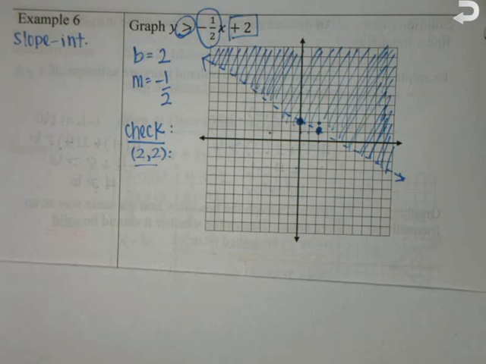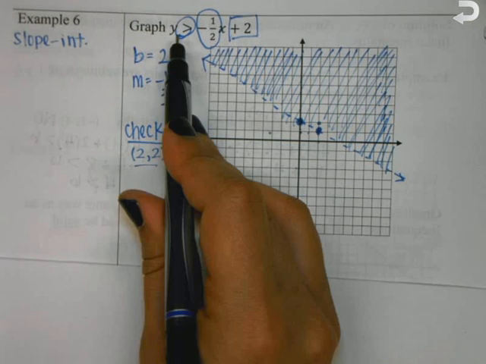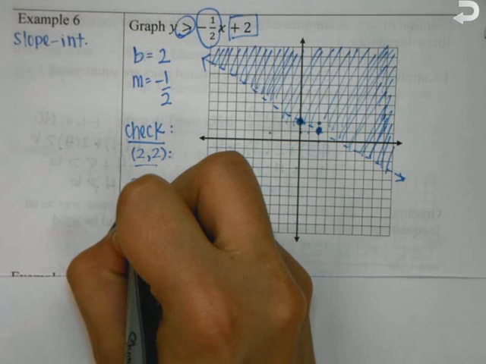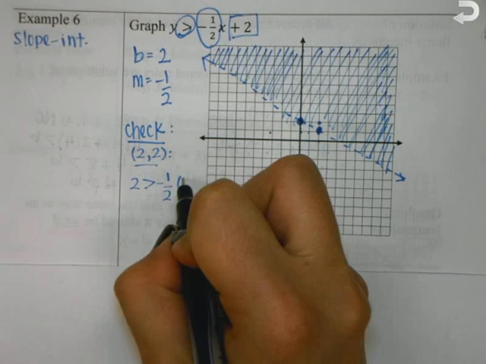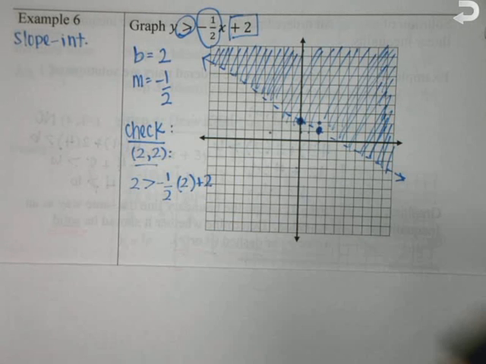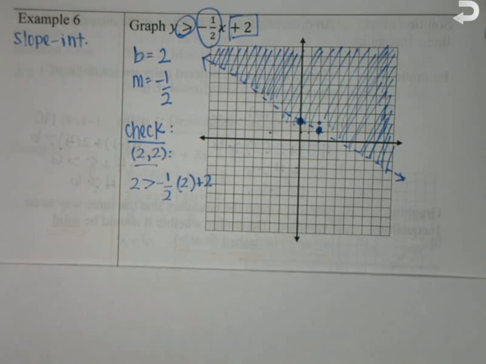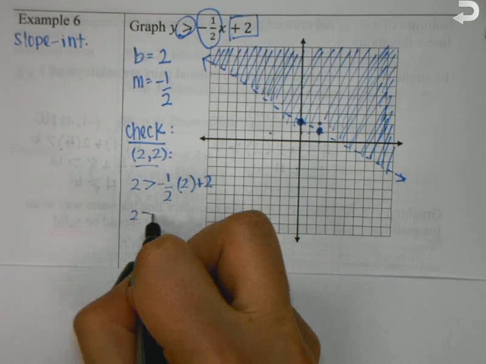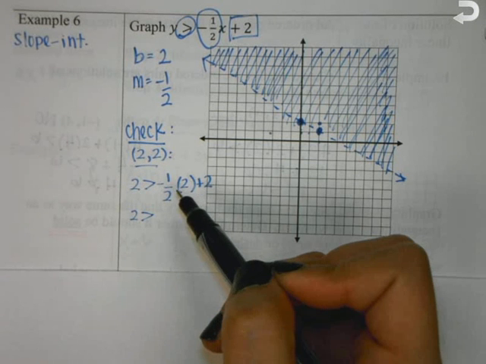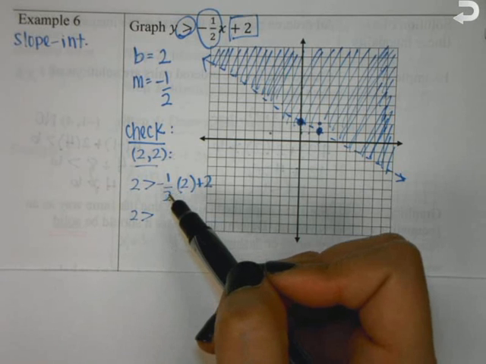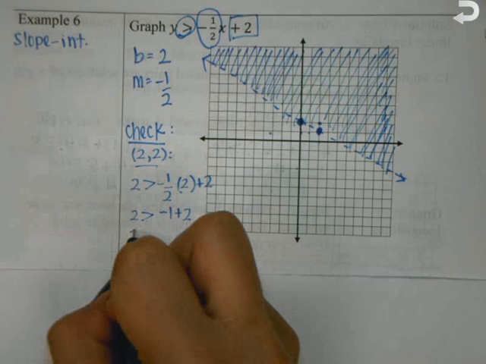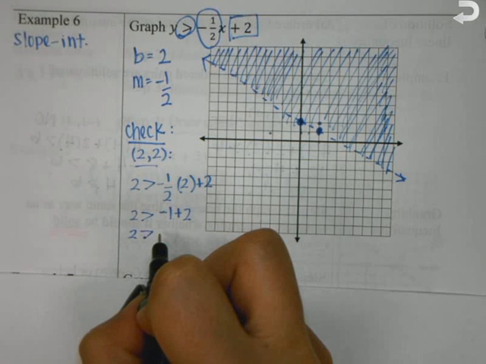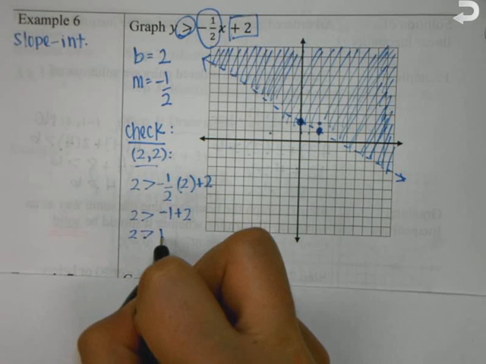Okay, so y is 2, so that's going to be 2 greater than negative 1/2 x, which is 2, plus 2. So that's 2 greater than negative 1/2 times 2. What does that give me? Negative 1 plus 2. And 2 greater than negative 1 plus 2 is positive 1. Is 2 greater than positive 1? Yeah, so it works. So we did shade the right area.